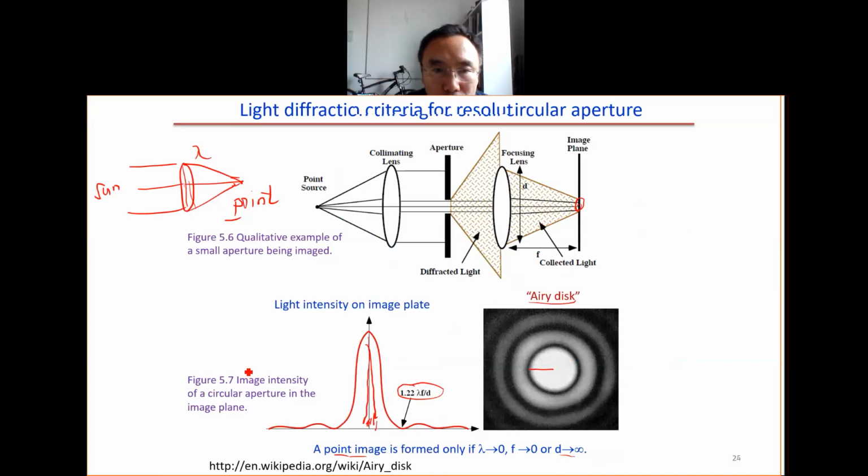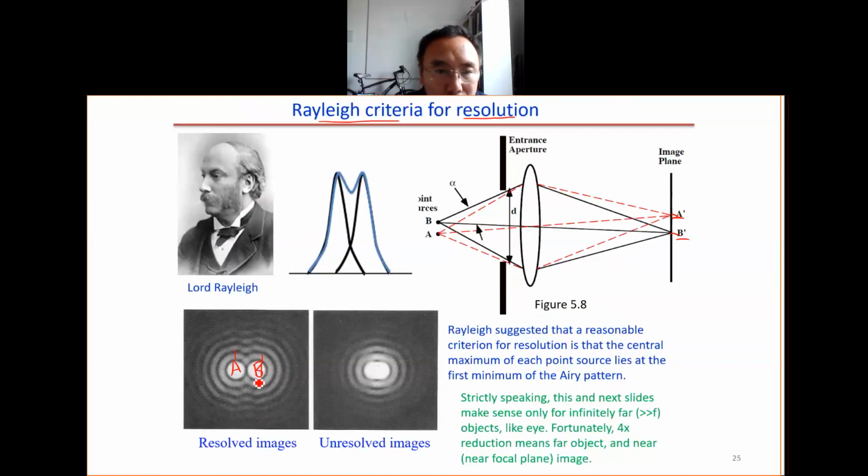There are two, each of them is some A or B. Each of them is something like this. This is well resolved. When they are too close, it's unresolved. So how far away can we still say that it is well resolved? This is given by the Rayleigh criteria.